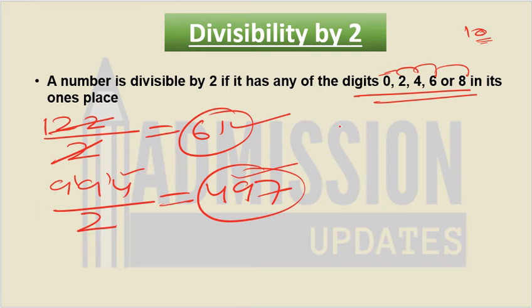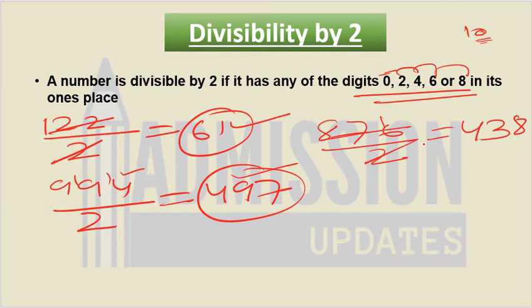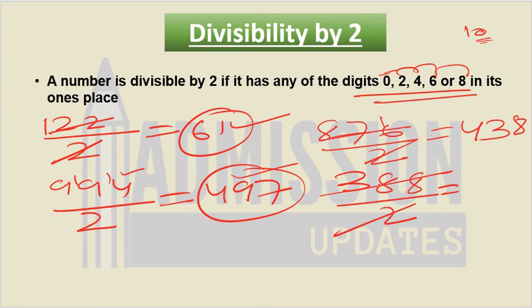For 6 we can take 876. 2 4s are 8. 2 3s are 6. 2 8s are 16. So this number is also divisible by 2. And now let us take an example for 8. So for 8 we can take 3882. Here it is 2 1s are 2, 2 9s are 18, 2 4s are 8. It is divisible by 2 also. And now let us take an example for 0.